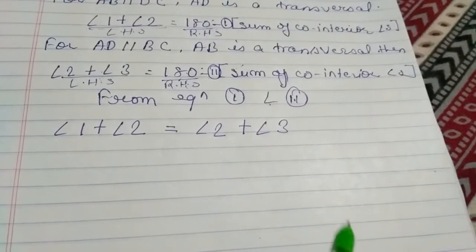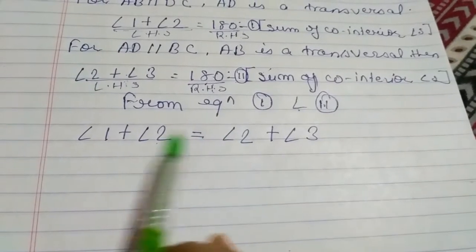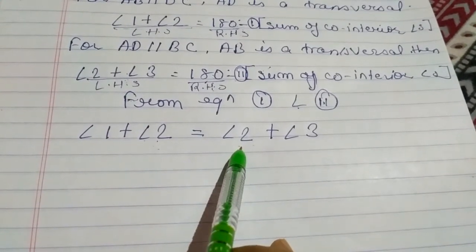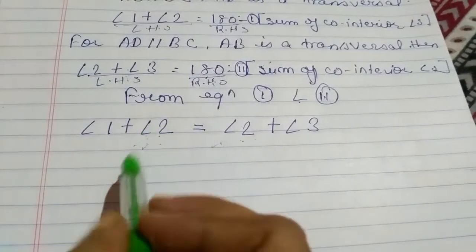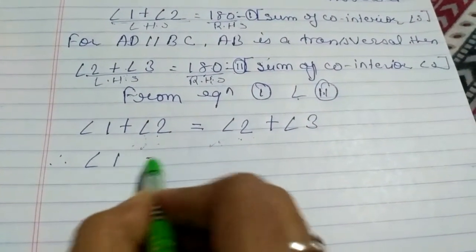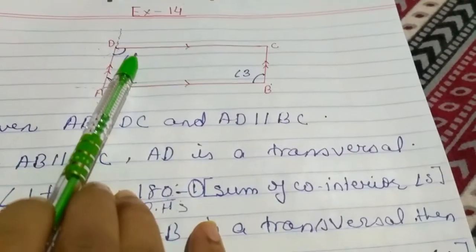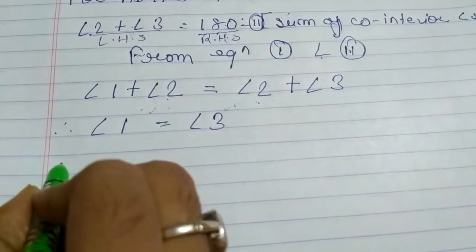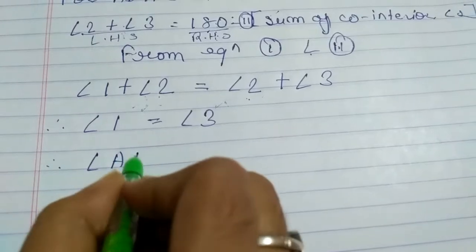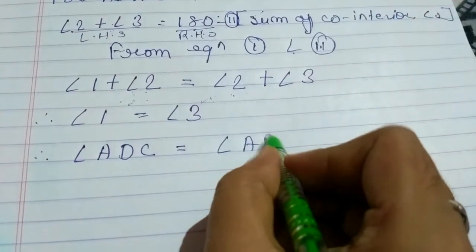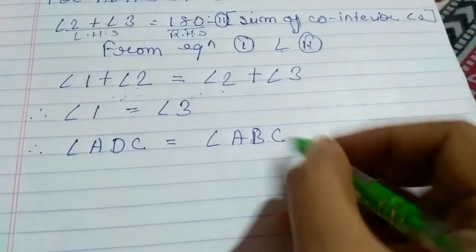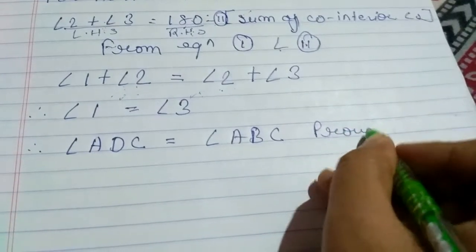Now one thing, see here, both sides have angle 2. So this one will be cancelled. Now what is left here? Angle 1 equal to angle 3. Just check here, angle 1 and angle 3. Name of angle 1 is ADC. Just write down here. Therefore, angle ADC and angle 3 is angle ABC. So this question was asking that.